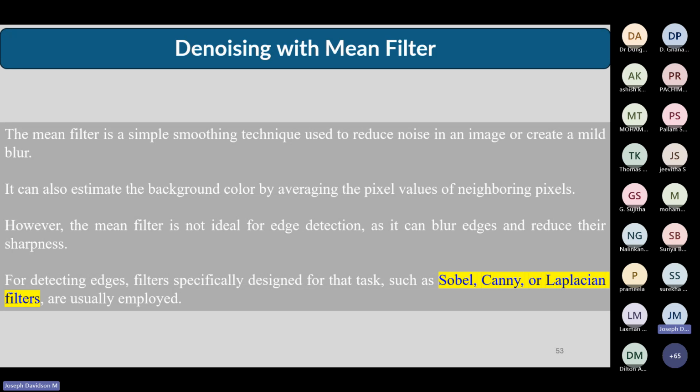We have found that the mean filter is a very simple smoothing technique used to reduce noise. The mean filter can also estimate the background color by averaging the pixel values of neighboring pixels. As I told you, you take the sum of several numbers, compute the mean, and replace the existing pixel with the mean pixel magnitude. That is the easiest and simplest system. However, this mean filter is not good for edge detection.